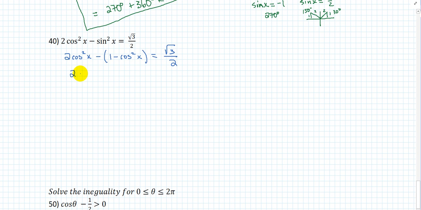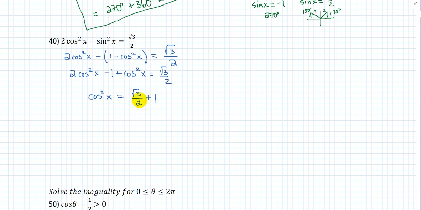And so if I factor that through, 2 cosine squared x minus 1 plus cosine squared x equals root 3 over 2. So 2 cosine squared x plus cosine squared x is cosine squared x, and that has to be equal to root 3 over 2 plus 1. I'm going to pause here and double check that I didn't do something wrong. So hold on.